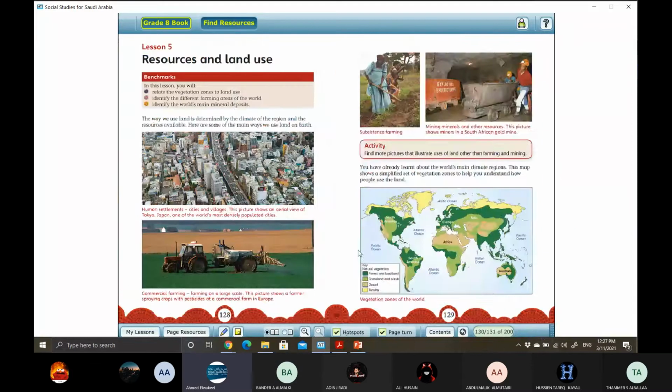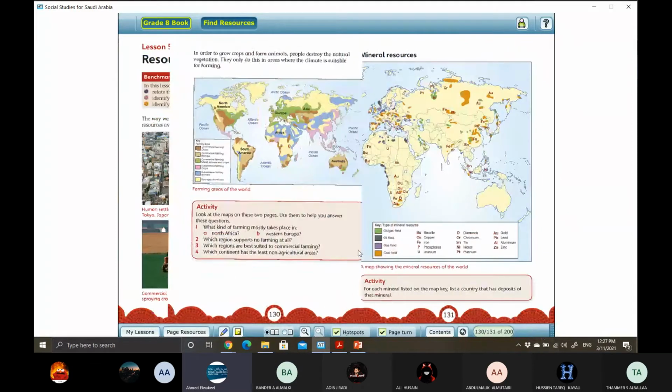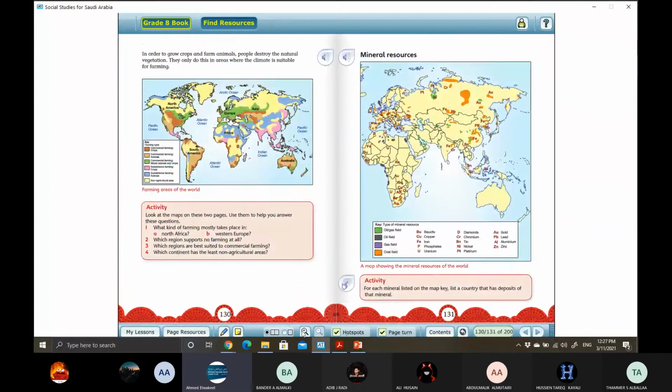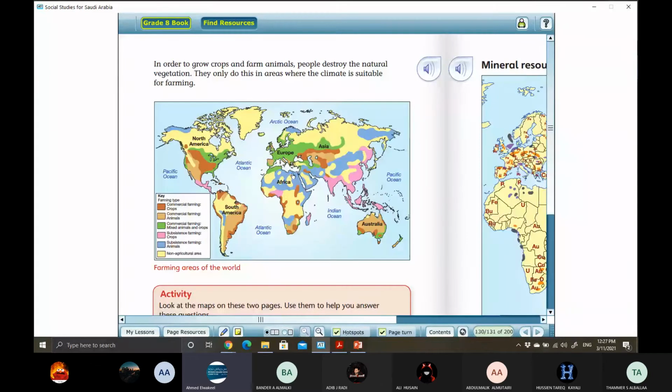Okay, so let's zoom in. Here we have people in Egypt, for example. So why do people in America and Europe use commercial farming and people in Egypt do not? Two main reasons. Number one, people in both America and England have very, very vast lands for farming.